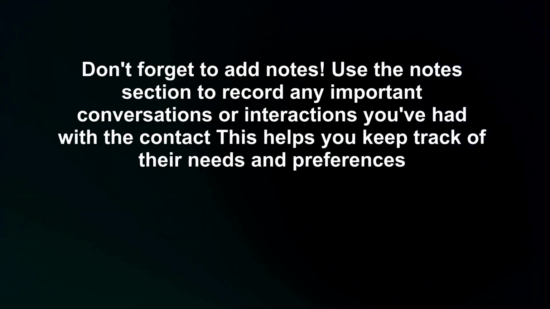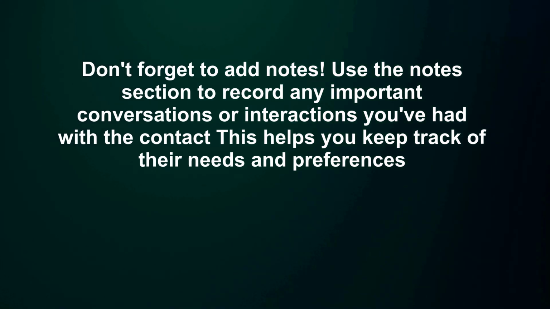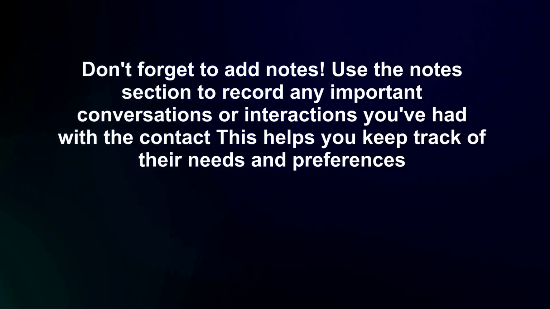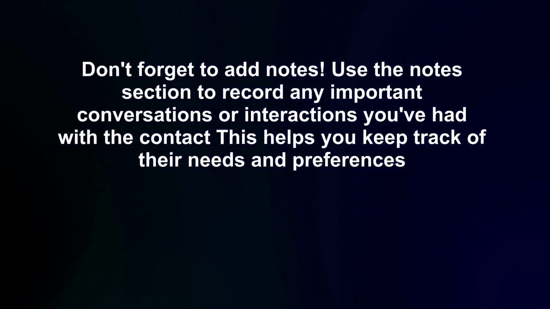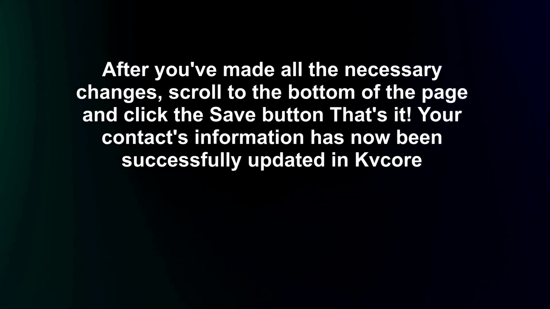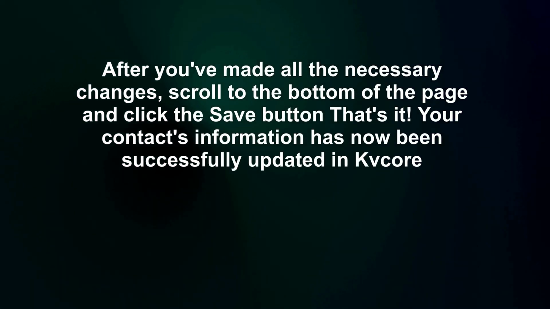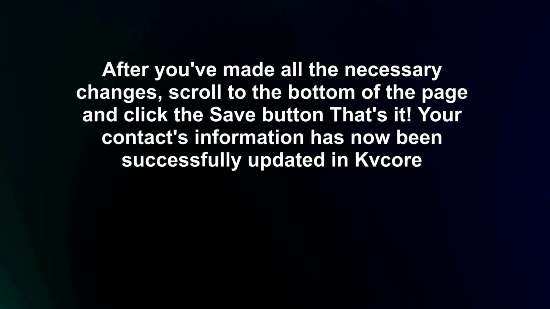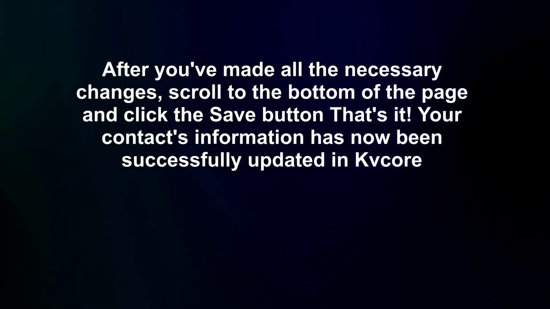Don't forget to add notes. Use the notes section to record any important conversations or interactions you've had with the contact. This helps you keep track of their needs and preferences. After you've made all the necessary changes, scroll to the bottom of the page and click the Save button. That's it. Your contact's information has now been successfully updated in Kvcore.